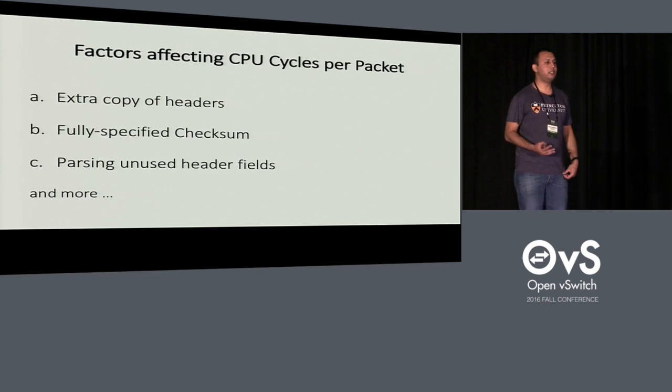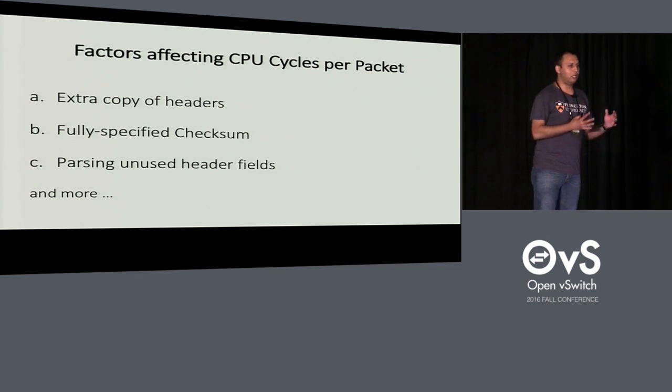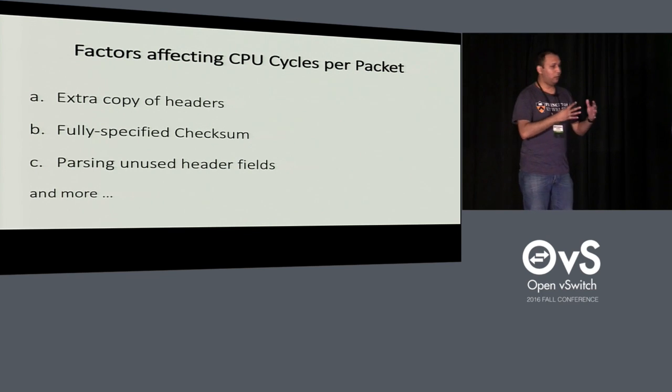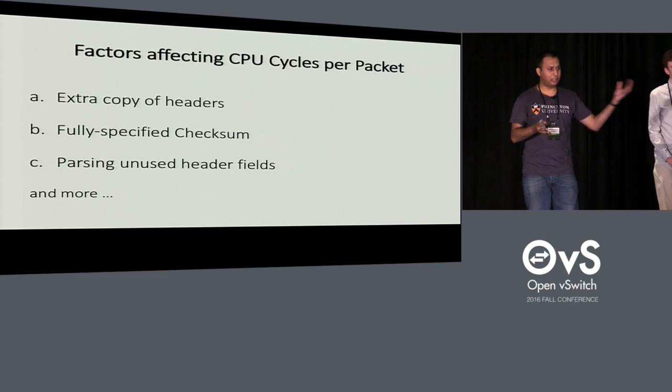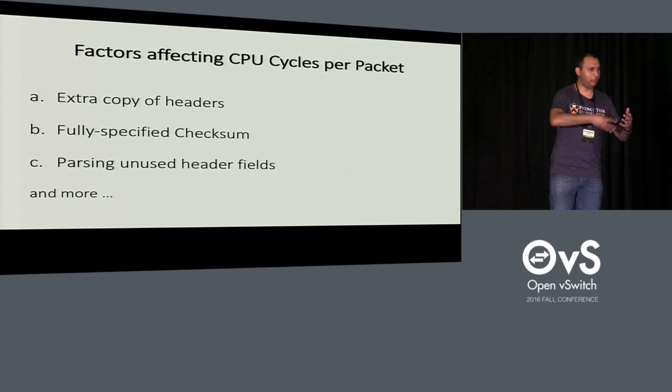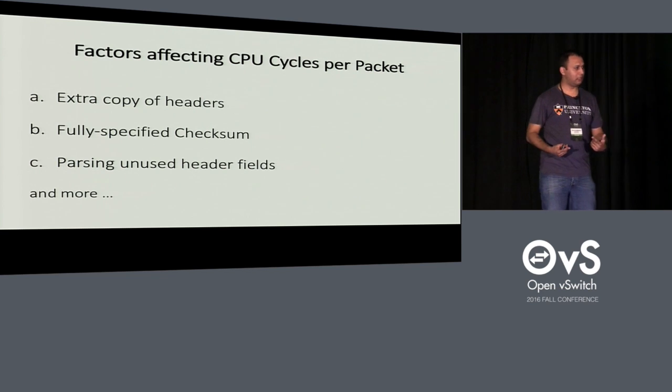So again, we did some further study to find out what is actually affecting the CPU cycles. What we found was that we were doing extra copies of headers in P4. The forwarding model assumes that when a packet comes in, you identify the headers, you make a copy of them, and then you pass them through the match action pipeline. So that was consuming some cycles.